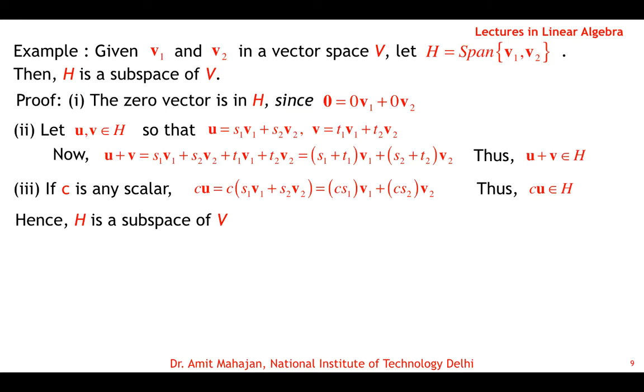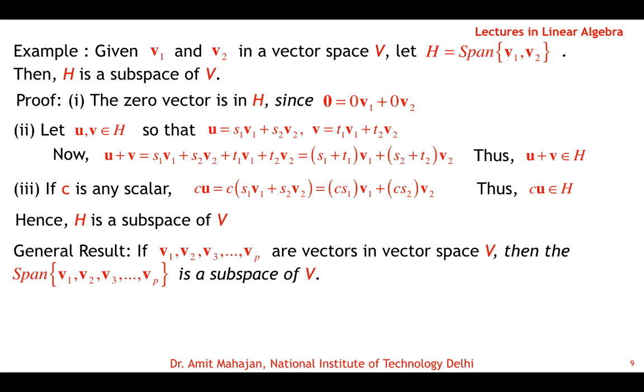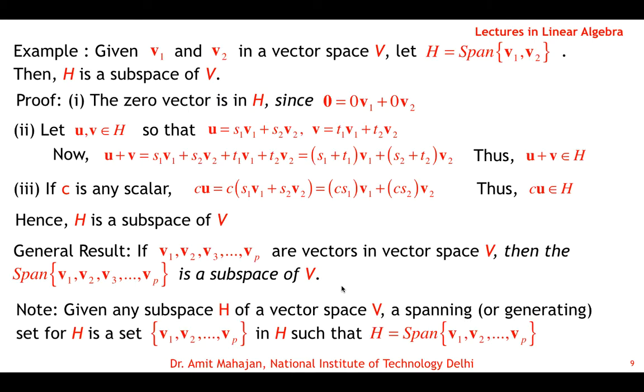So in general we can extend this to say that if v1, v2, and so on up to vp are vectors in the vector space V, then the span of v1, v2, ..., vp is a subspace of V. That means whenever you have a spanning set of vectors where the vectors are from the vector space, the spanning set is a subspace of that vector space.